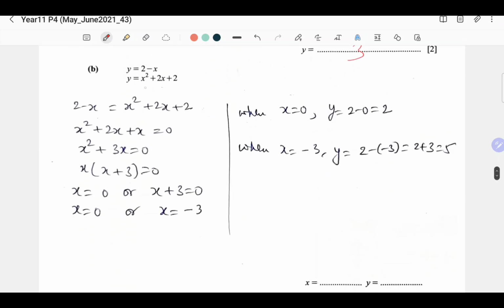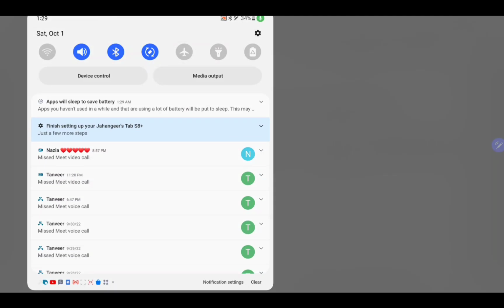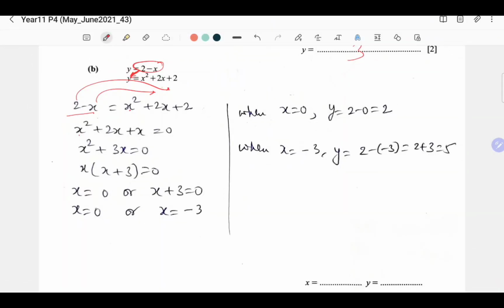Now y equals 2 minus x, and y equals x squared plus 2x plus 2. So just put this y here, substitution method. So 2 minus x equals x squared plus 2x plus 2. Now shift to this side. So this is x squared, and this is 2x. If you move this minus x to the right side, plus x, and 2 and 2 cancel, 2x plus x is 3x. Now take x common: x times (x plus 3) equals 0, so x is 0, or x plus 3 equals 0, x is minus 3.